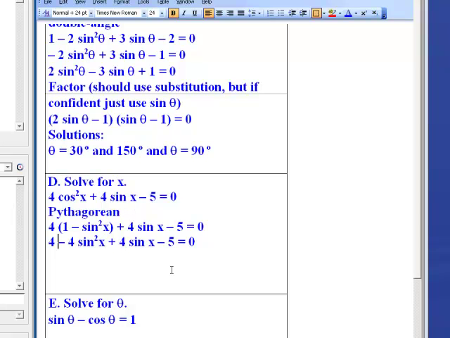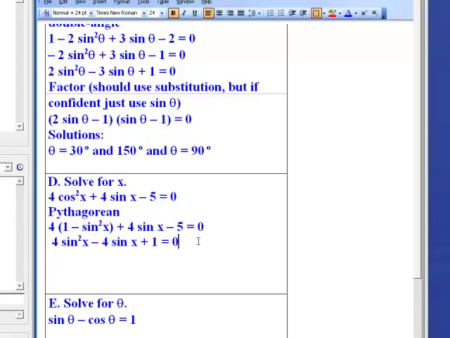So I'm going to have a negative 4 sine, and I add that 4 here to the negative 5 in the back, so it's a negative 1. And then I switch all the signs around. Oops. This one is going to be a negative, and that one is going to be a positive. Positive. All right.